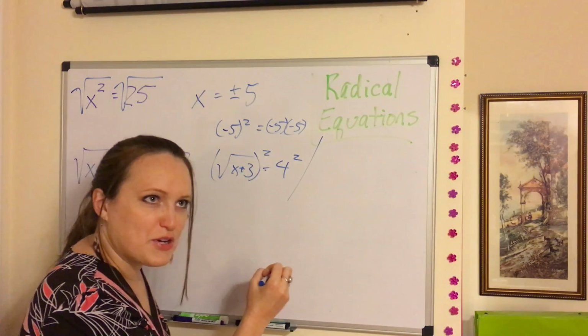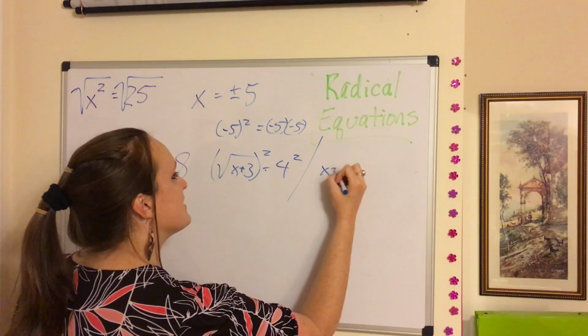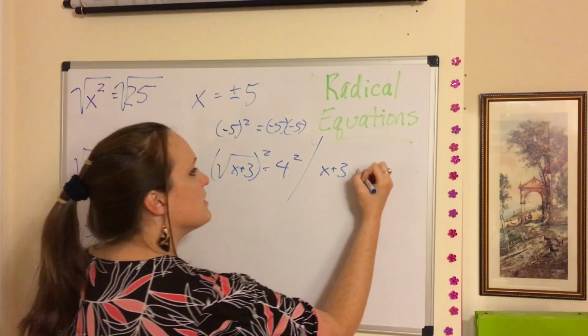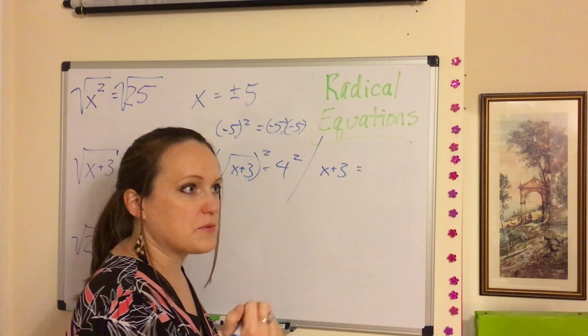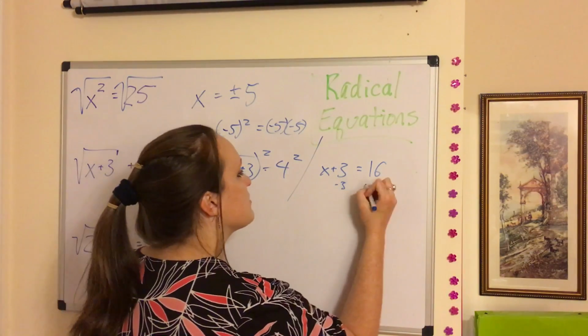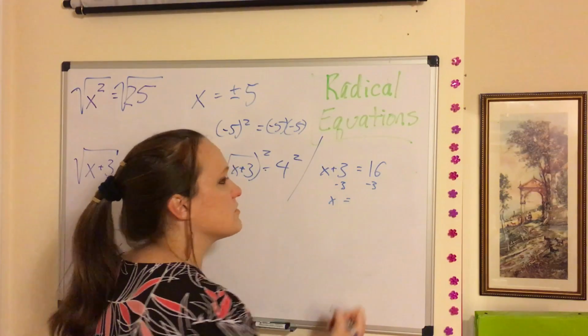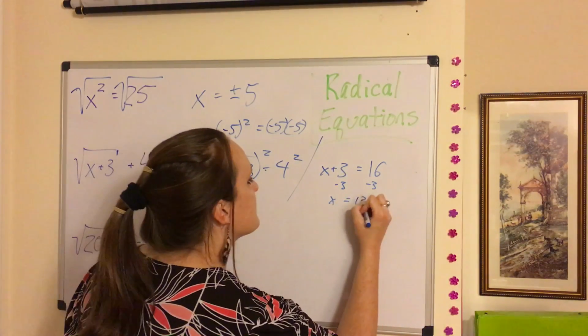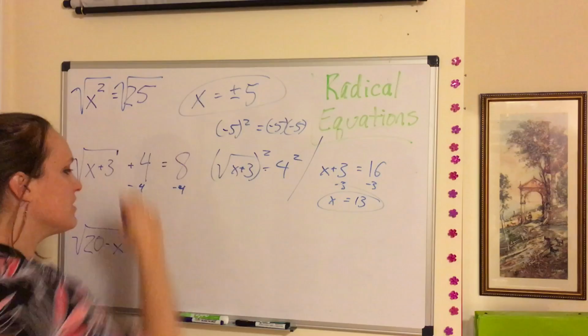I squared a square root, so everything inside is all by itself. x plus 3 equals, what is 4 squared? 4 times 4 is 16. More algebra to do. Minus 3 on both sides. x equals 13. Done. Oh yeah, this is done.